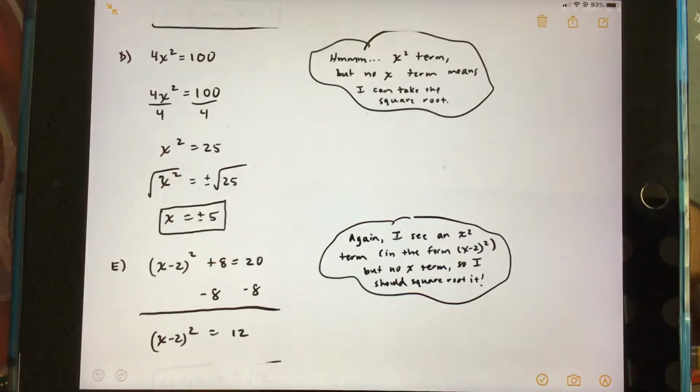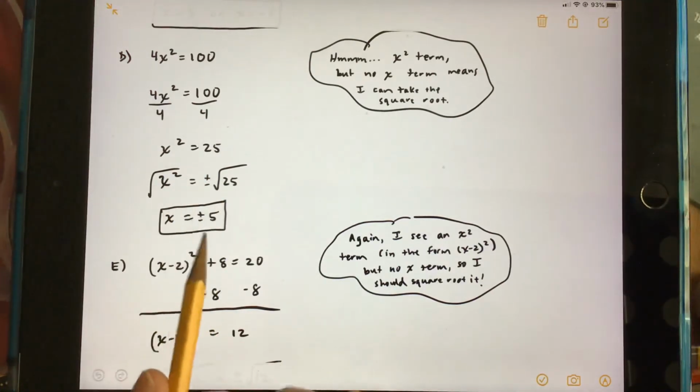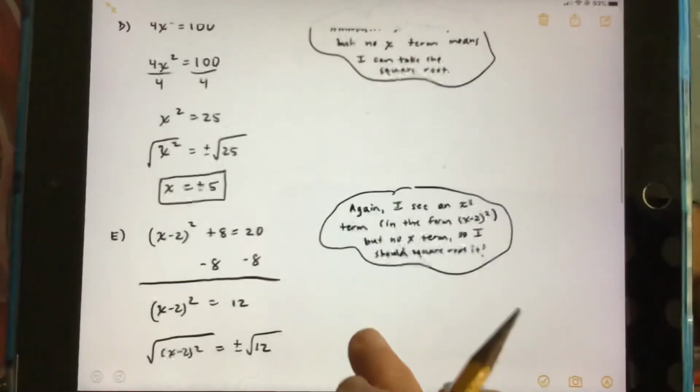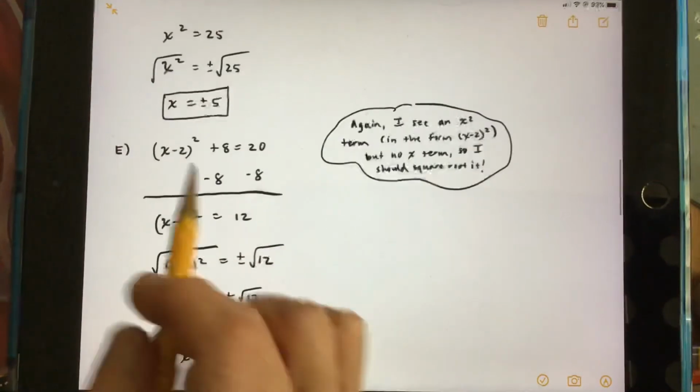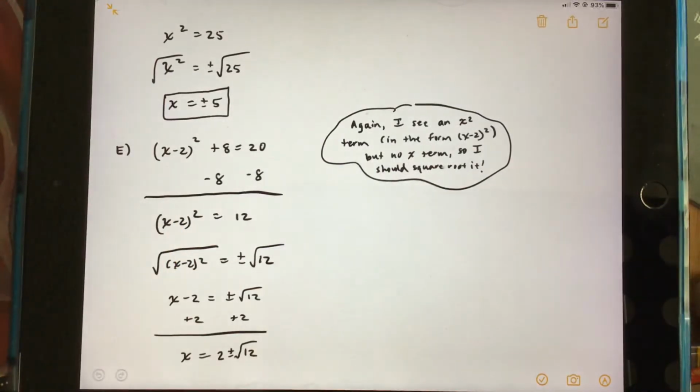First, divide both sides by 4. X squared is equal to 25. Then take the square root of both sides, noticing that you're going to get both a positive and a negative root, and x is equal to a positive or negative 5. We didn't need a calculator on this one because this was a perfect square. Okay, E. Again, I see an x squared term, so all the stuff in here, squared, is your x squared term.